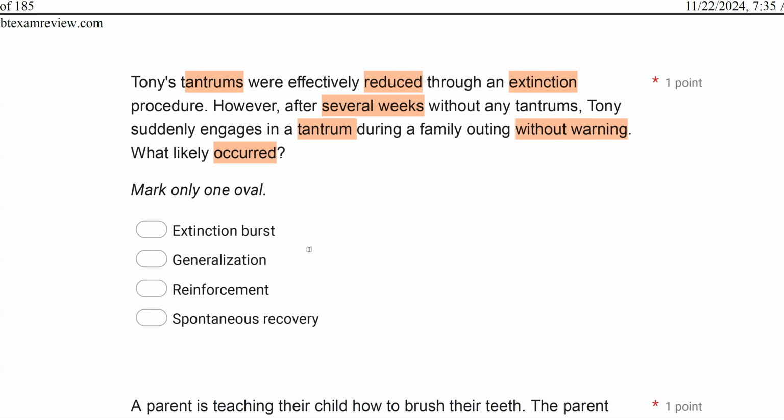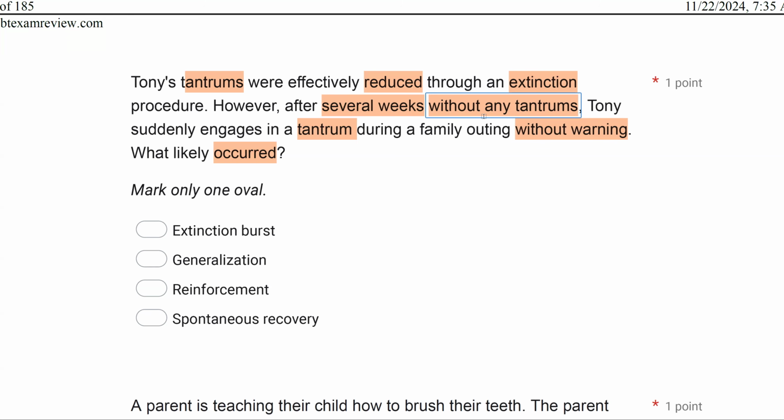So what about B, generalization? The behavior hasn't generalized, right? The behavior was gone. We haven't had any tantrums, and all of a sudden they've come back following extinction. What about C, reinforcement? Now be careful. There's no indication that tantrums have been reinforced, right? Apparently they've been gone, right? If they have been gone, then they have not been reinforced.